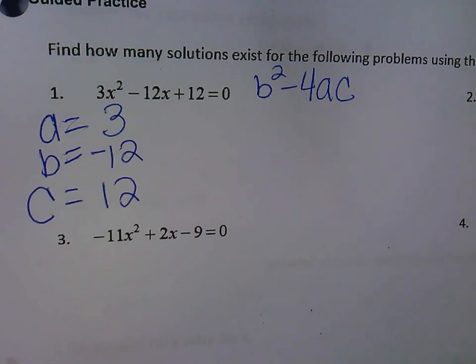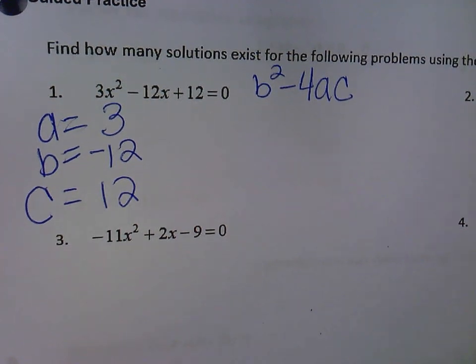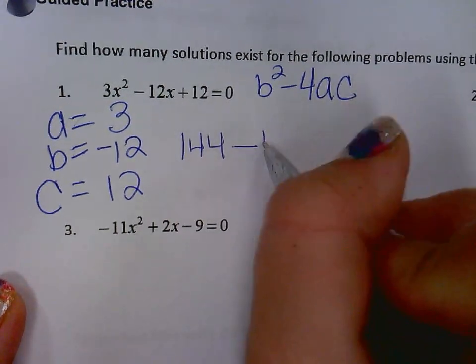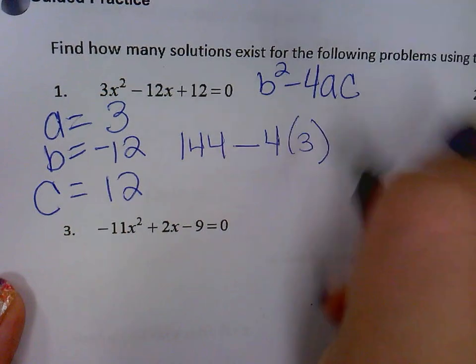So what is B squared? That's going to come out to positive 144, because it's negative 12 times negative 12. Minus 4, A is 3, so times 3, and C is 12.